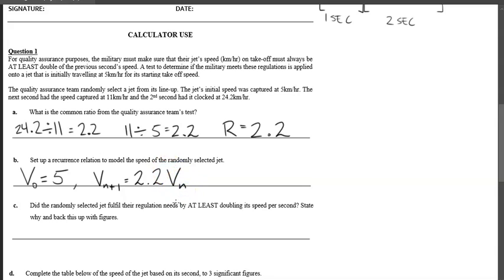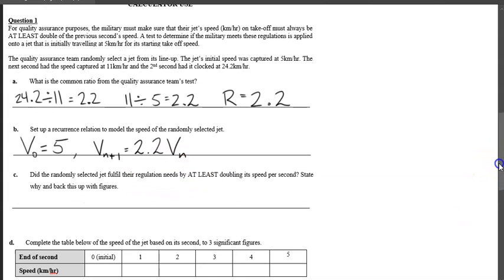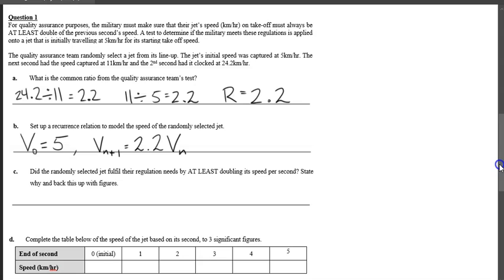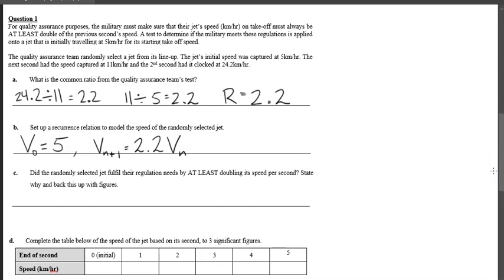So to get the next term, V of n plus 1, get the previous term, V of n, and multiply it by 2.2. Remember, when you're doing a multiplication in a recurrence relation, you always put the number in front and the letter afterwards. You don't have to put any symbol in the middle, because when there is a number and a letter together, it's implied that it's being multiplied. Part C says, did the randomly selected jet fulfill the regulation needs by at least doubling its speed per second? State why and back this up with figures.